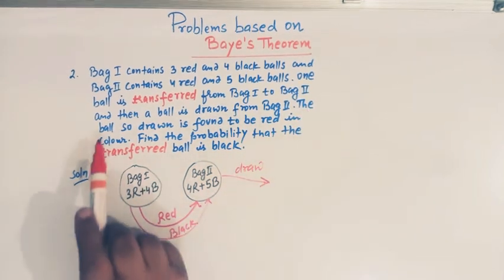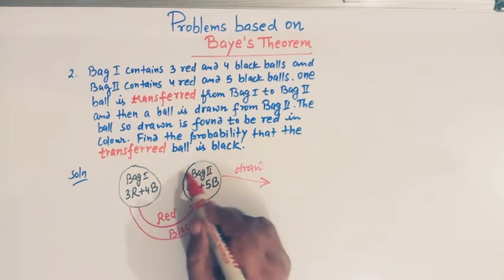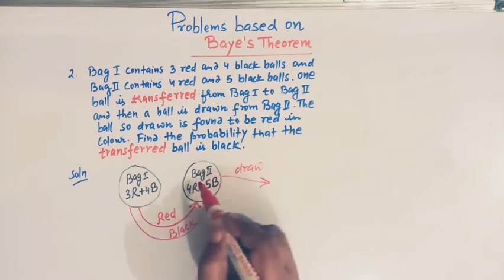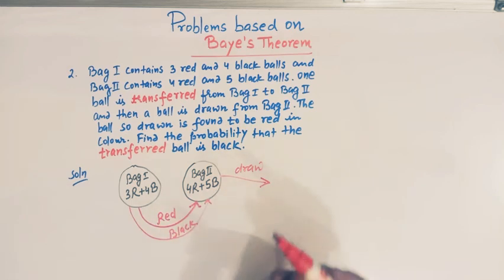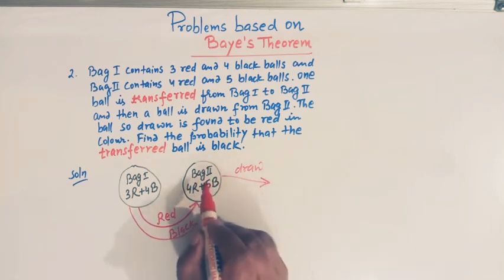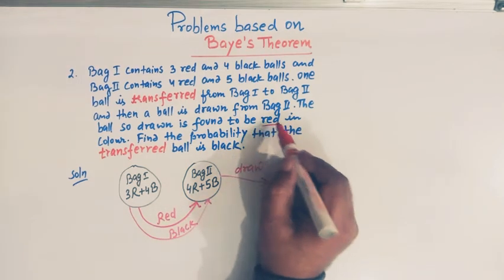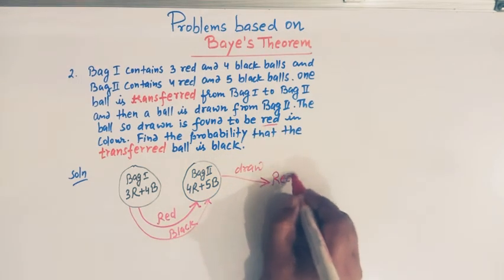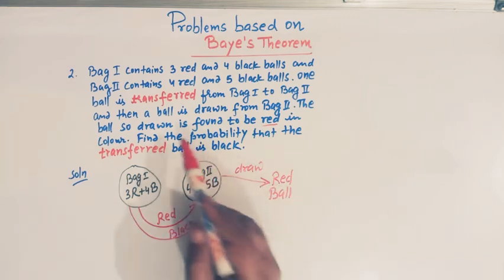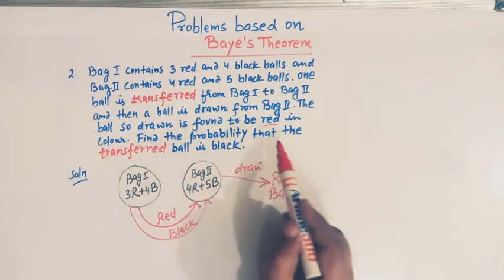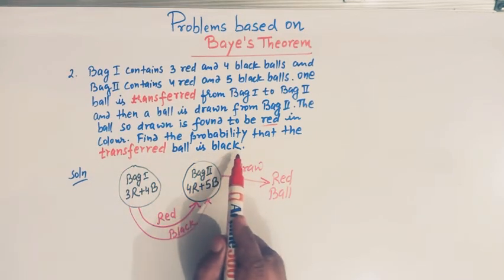Now the ball so drawn is found to be red. The ball which is drawn from bag 2, when one ball is transferred from bag 1 to bag 2 and then a ball is drawn from bag 2, is found to be red. So here we get a red ball. Clear? So now we have to find the probability that the transferred ball is black.